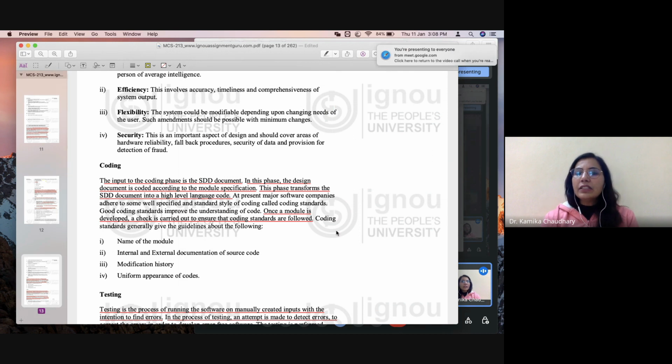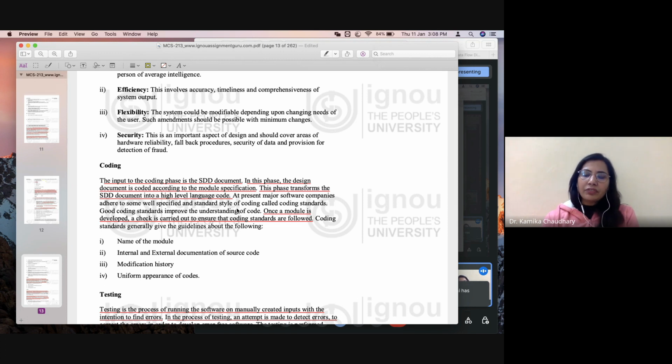So what happens in the case of coding? In this phase, different modules are coded by making use of a high level language. There is a programming language, and there are certain people who are efficient in programming in that particular language. So a high level language is chosen, and all the modules of the software are coded using that language.